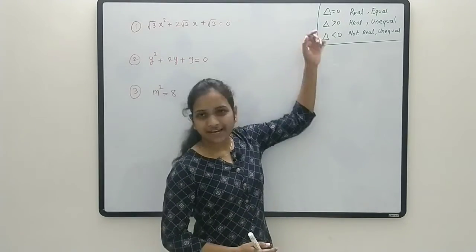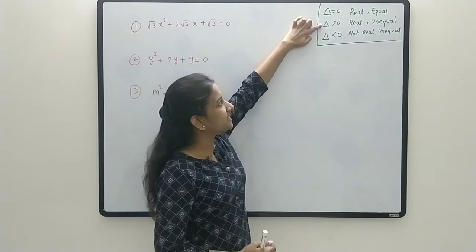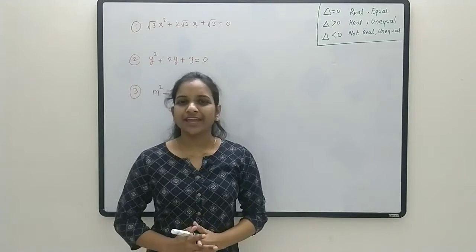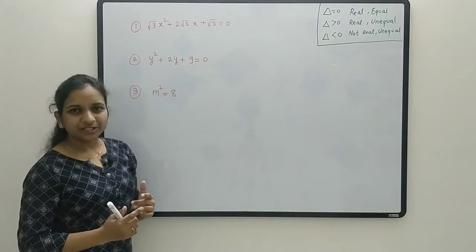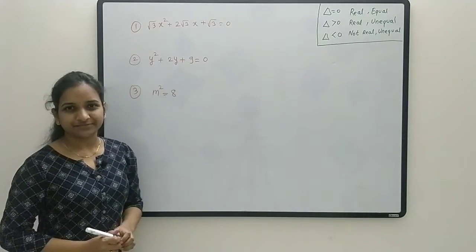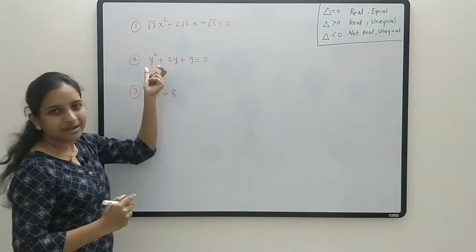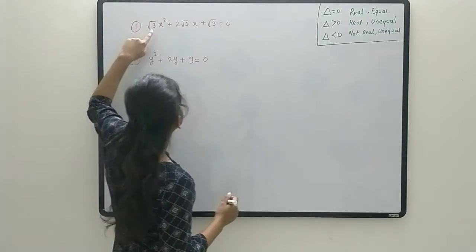Here is the summary: delta is equal to 0, delta greater than 0, delta less than 0. Now, let's solve a few examples. Here we have to find the nature of the roots of these quadratic equations. Now, let's solve these one by one, starting with the first equation.